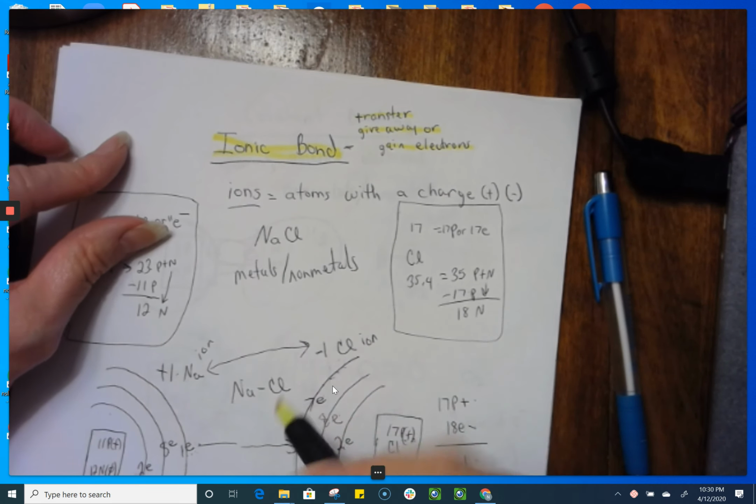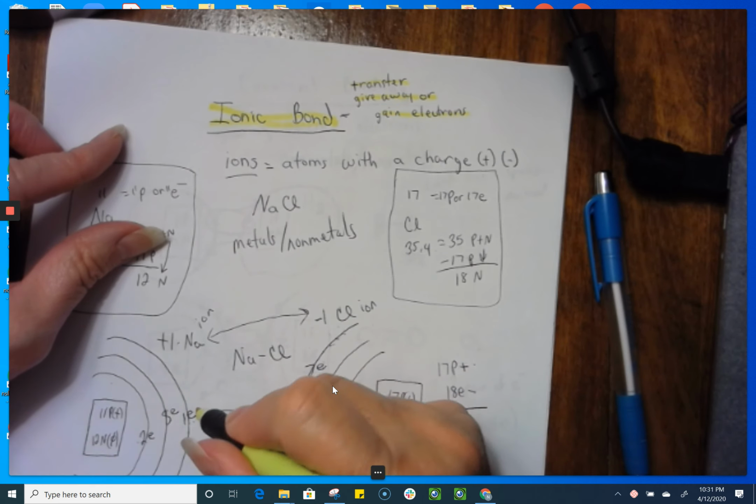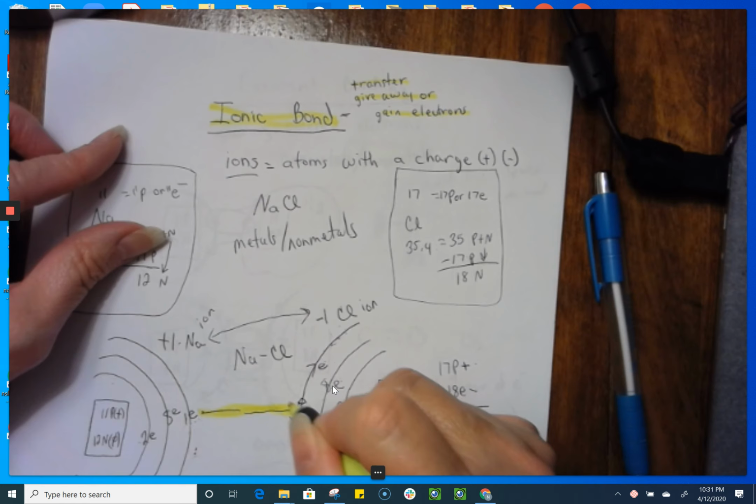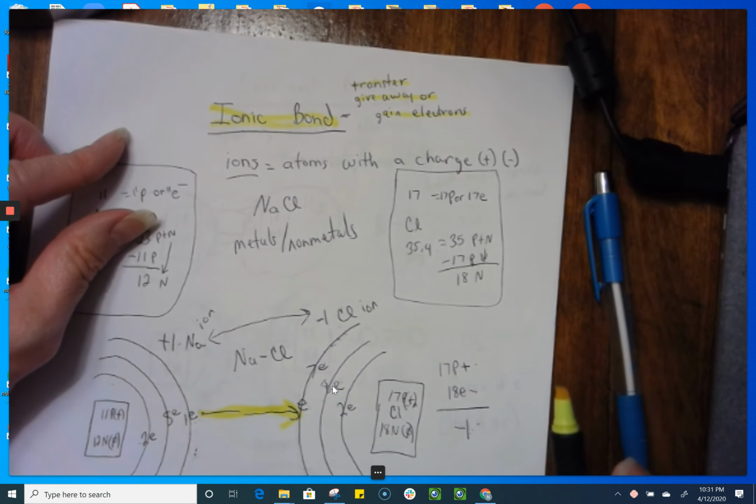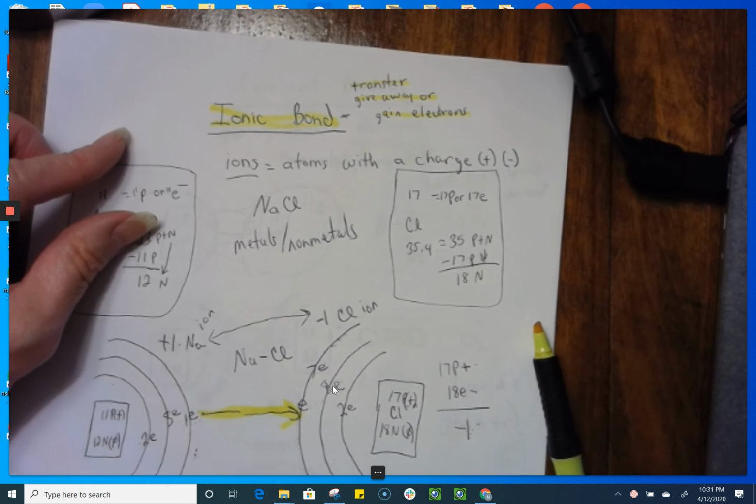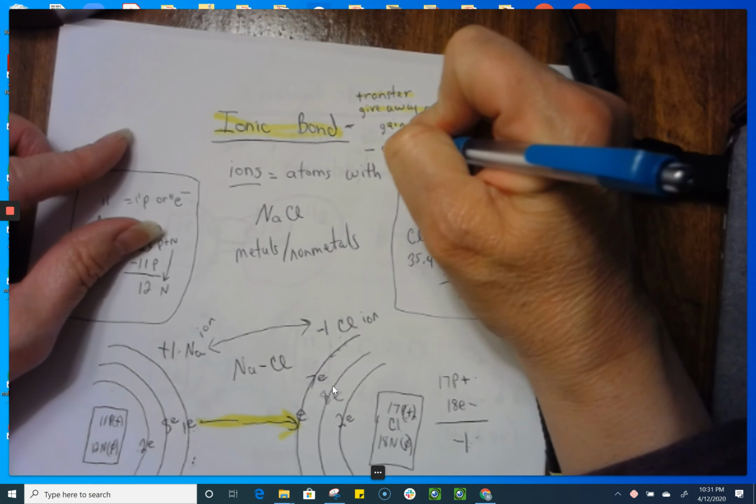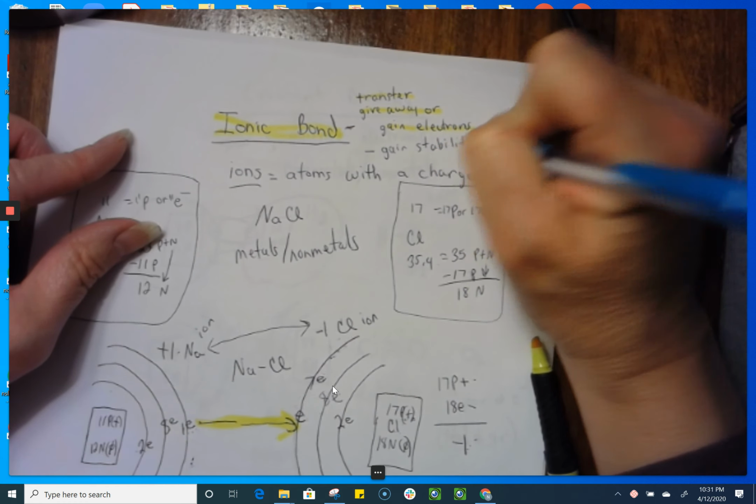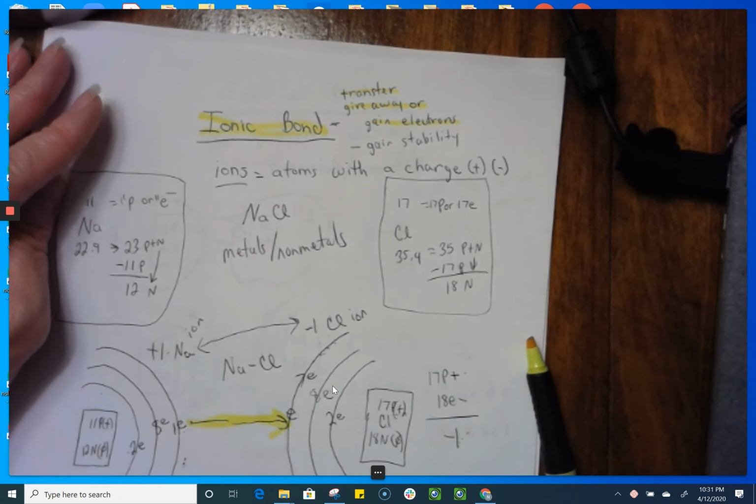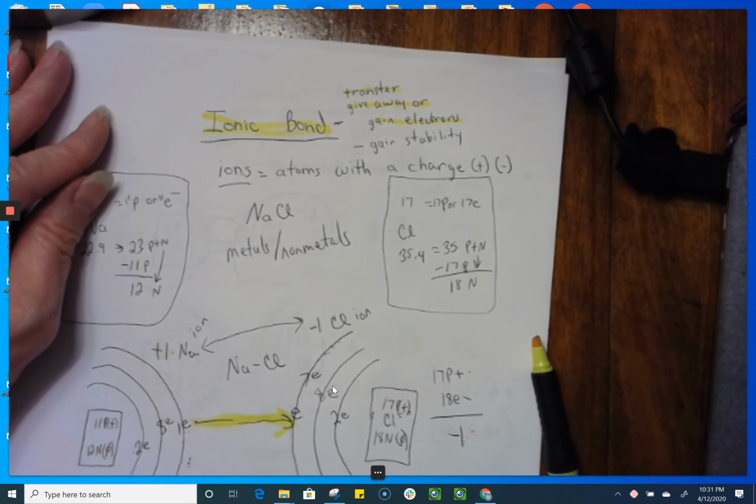And when you see a diagram, it won't look like this, but I may have a diagram on a test where it shows the electrons moving to one atom. That's going to be representing an ionic bond. And they do this to gain stability by having their outermost energy level filled, or at least 8 in that outer energy level.